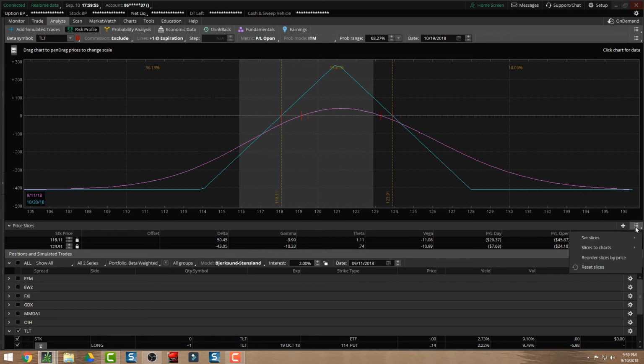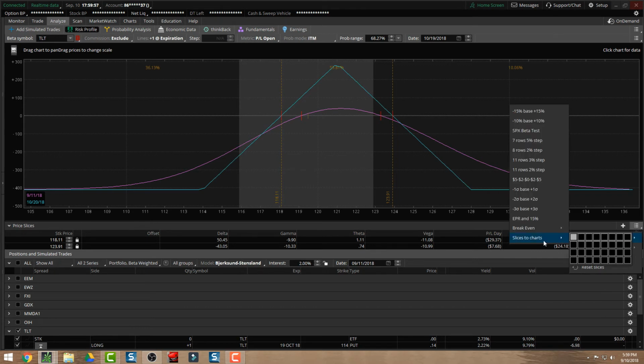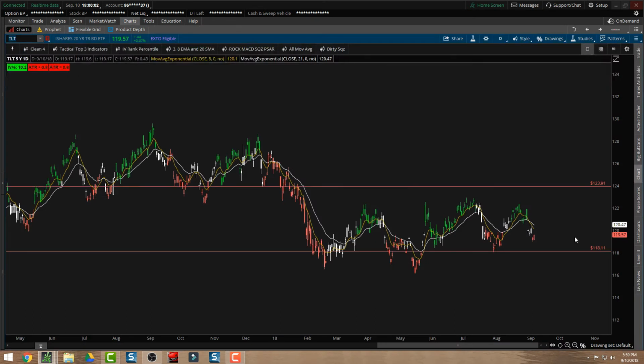Now we could come in here and get set slices and set slices to the chart. So when we hit set slices and put it to a chart, you can see that it's going to put those break-even points on the chart here. So the break-even point to the upside is going to be 123.91. To the downside, 118.11.